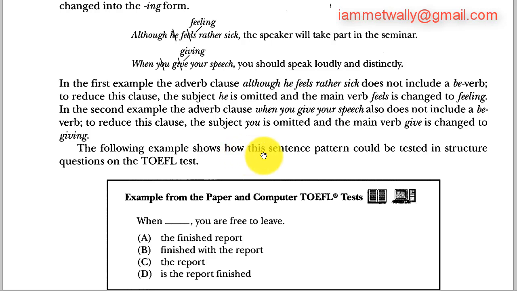The following example shows how the sentence pattern could be tested in structural questions on the TOEFL test. Let's see. "When you are free to leave." Here you can put a complete clause or a reduced clause because the second clause is completely right and I have a comma here. "You're free to leave." So "when the finished report" doesn't work because I don't have a verb. "When finished with the report" can work because "finished" here is reduced. "When the report" doesn't work because this is just the subject; I should have a verb. "When is the report finished?" It's a question, so it doesn't work. So the only answer is B.